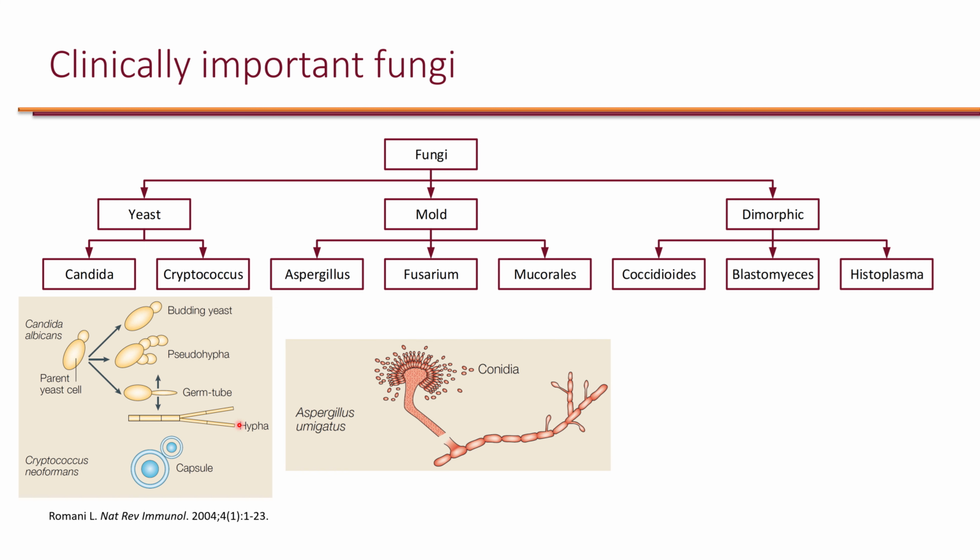Now, molds are also composed of tubular structures called hyphae, but they grow by branching and longitudinal extension, and their colonies typically appear fuzzy. Conidium, or conidia is the plural form, is an asexual spore usually produced at the tip or side of a hypha, and that's important in spreading this mold around. The common molds that cause fungal infections include Aspergillus, Fusarium, and Mucorales.